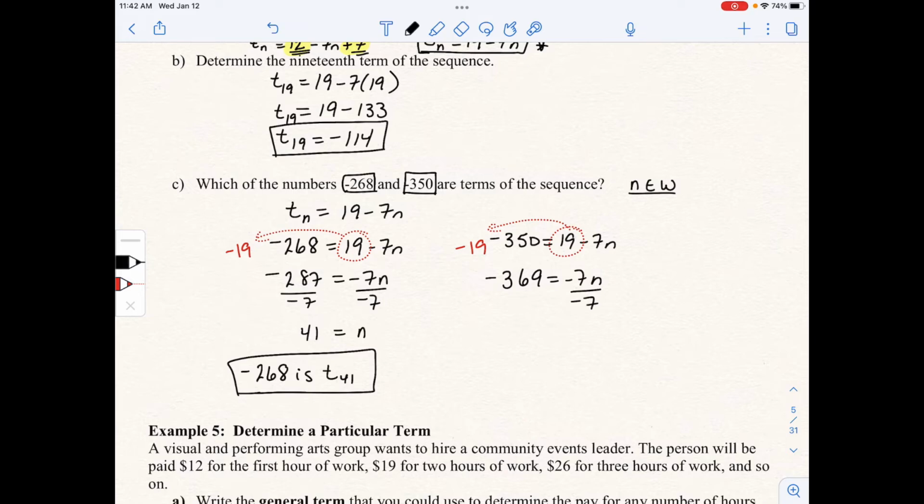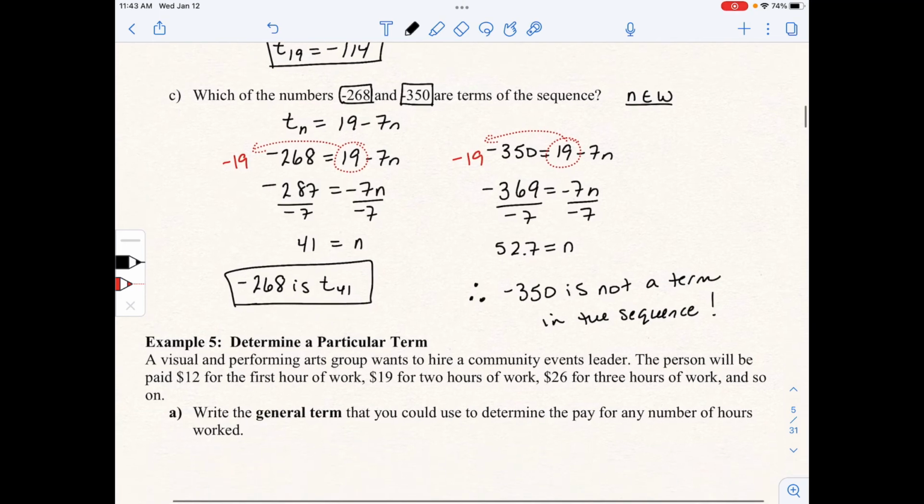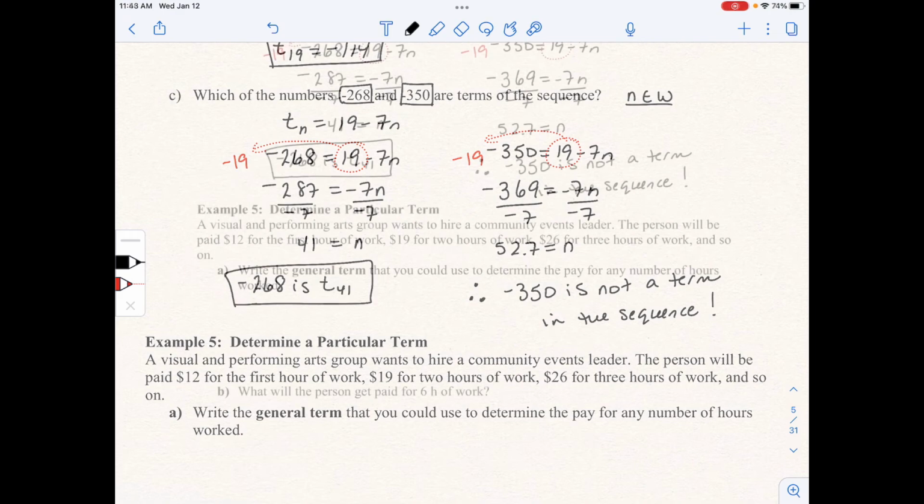And we get here, divided by negative 7, n is 52.7, right? And we can't have a partial term. It's either a term or it's not a term, okay? So we know that negative 350 is not a term in the sequence.